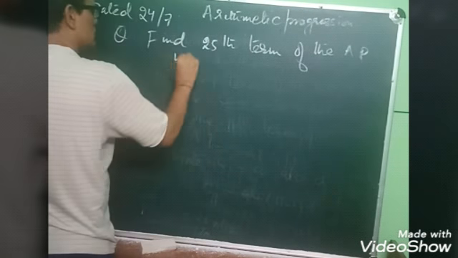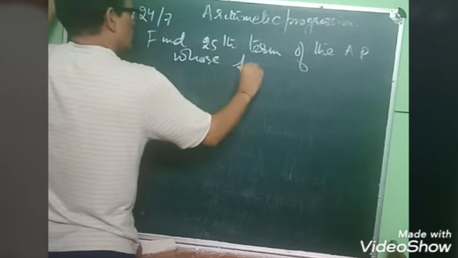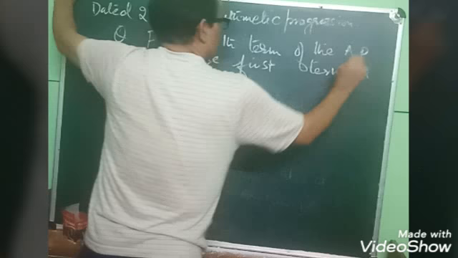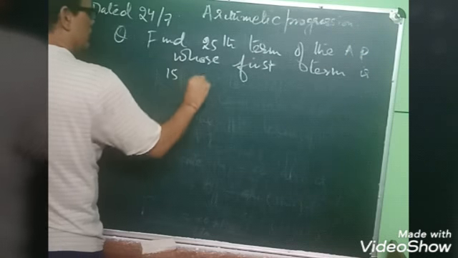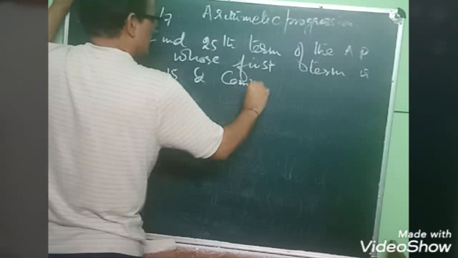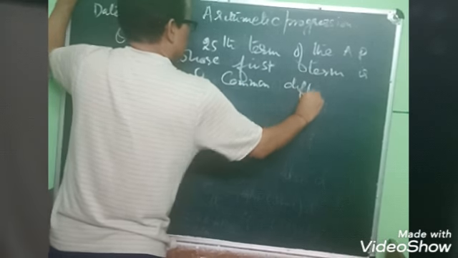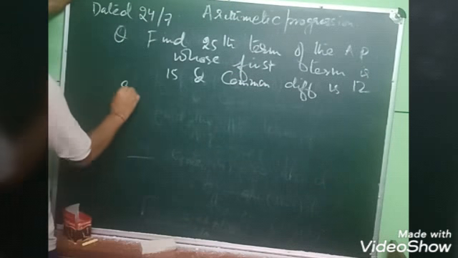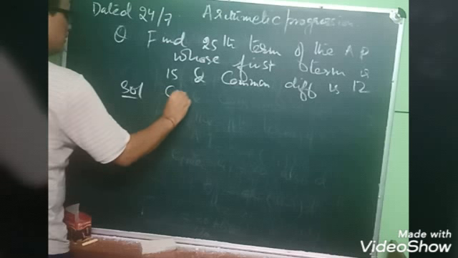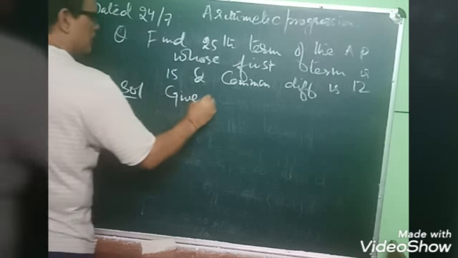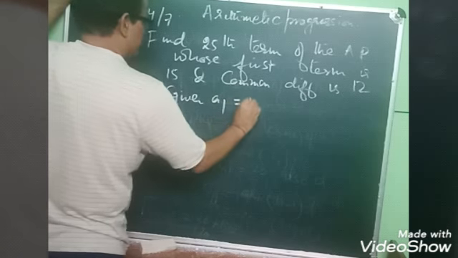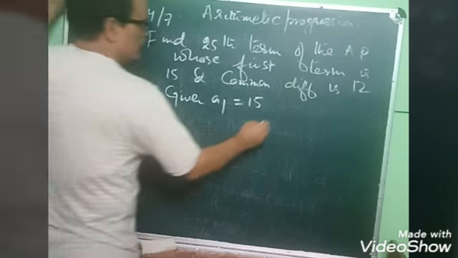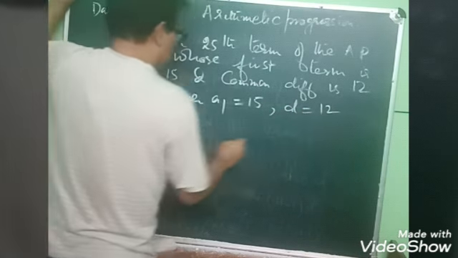whose first term is 15 and common difference is 12. Solution, given: a1 is equal to 15 because the first term is given. Also the common difference d is equal to 12.